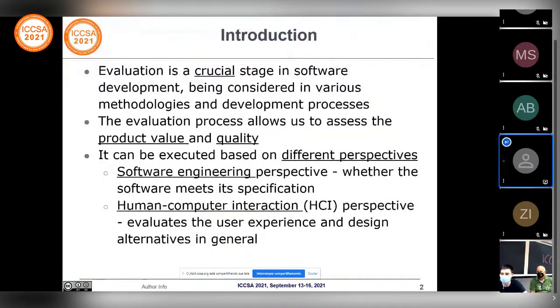Evaluation is a crucial stage in software development, being considered in various methodologies and development processes. It allows us to assess the product value and quality. It can be executed based on different perspectives. In the case of software engineering, it aims to verify whether the software meets its specification. In the case of human-computer interaction, it evaluates the user experience and design alternatives.